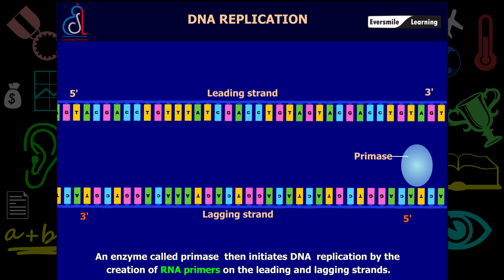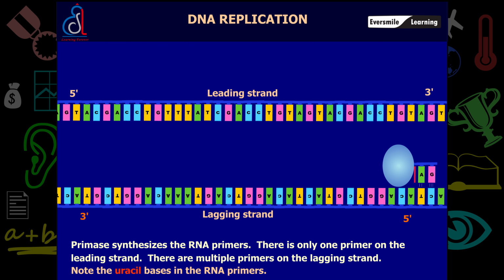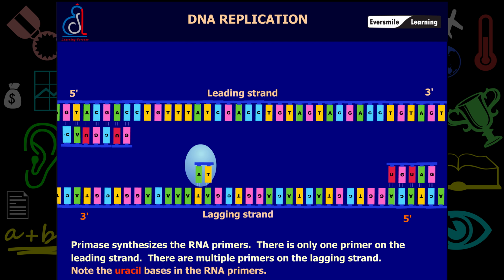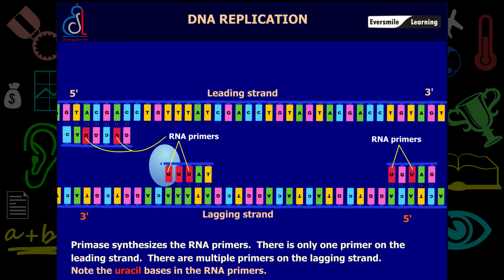An enzyme called primase then initiates DNA replication by the creation of RNA primers on the leading and lagging strands. Primase synthesizes the RNA primers. There is only one primer on the leading strand. There are multiple primers on the lagging strand. Note the uracil bases in the RNA primers.